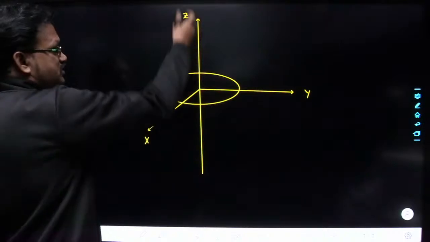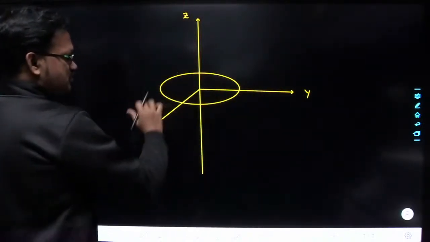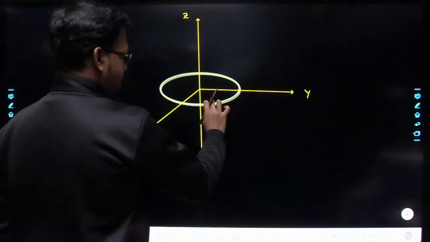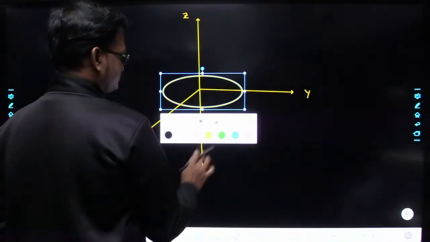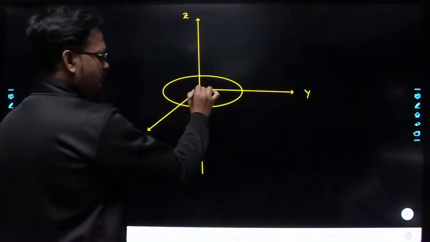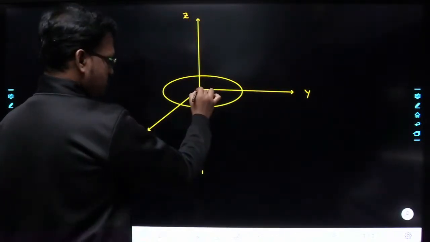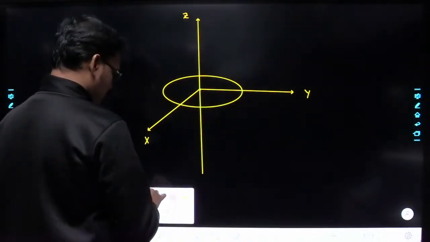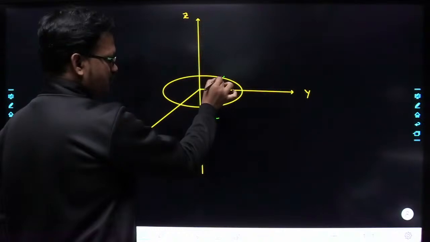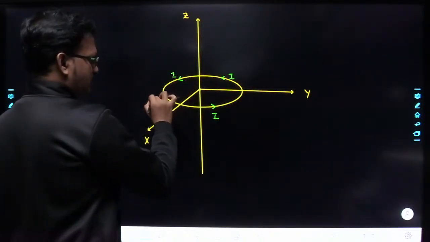Okay, so this is the z axis, this is the x axis, and this is the y axis. This is the circular loop, right? So let us assume the current flowing through this circular loop is I.